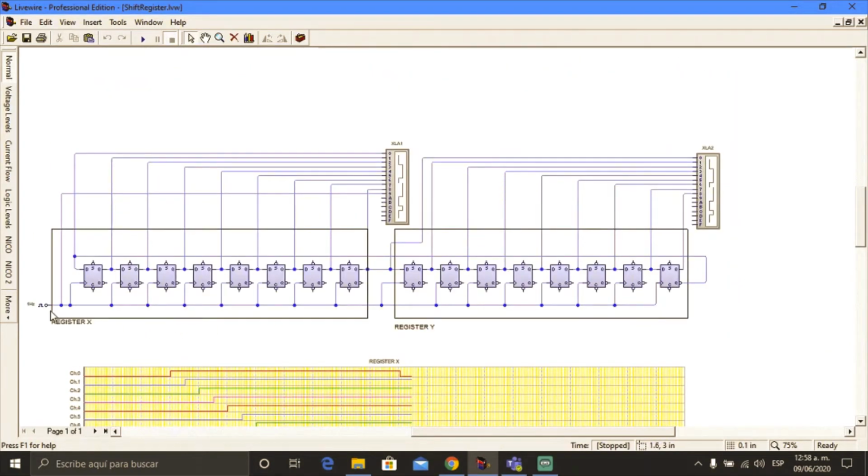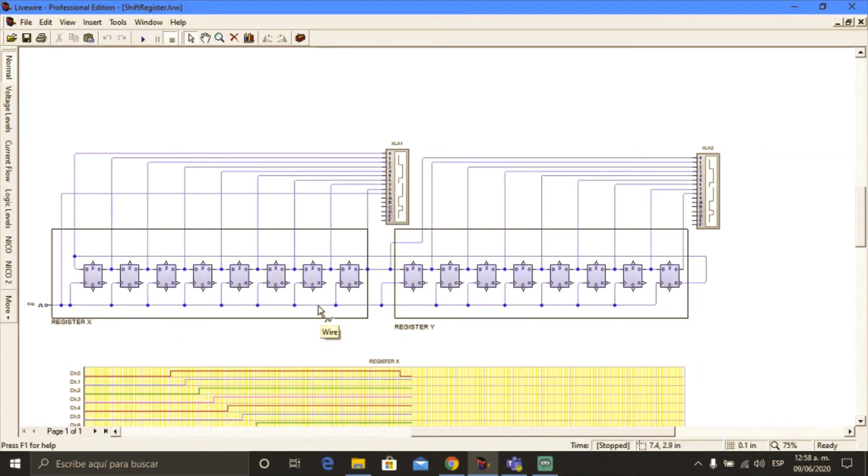And I'm using a 1 Hz clock to make the work easier. And I connected the Q prime output of the last flip-flop of register Y to make a kind of feedback with the first flip-flop, or the most significant bit of register X.